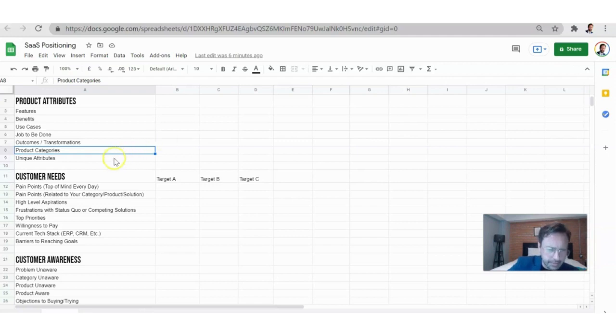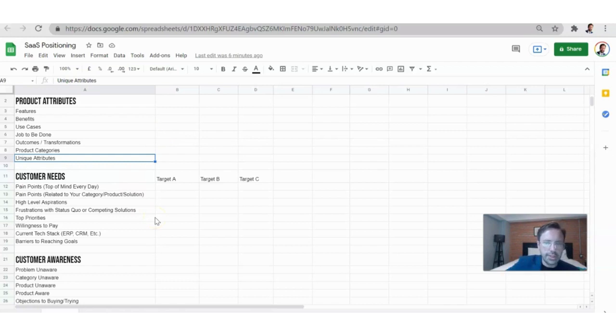And lastly here, I have unique attributes. So these may be at the product level, or could just be kind of your financial model. Like maybe you're free, or maybe you provide things on a usage basis instead of a monthly basis. Or it could really be fundamental differences in how your product works. Like maybe it uses artificial intelligence where other products don't.